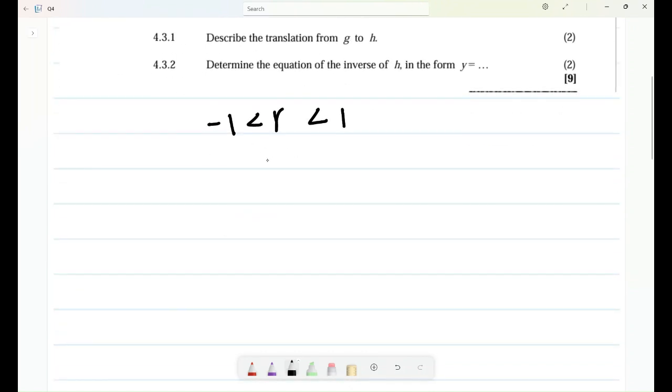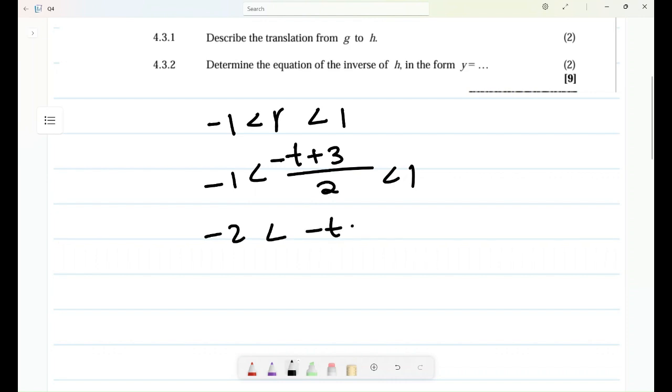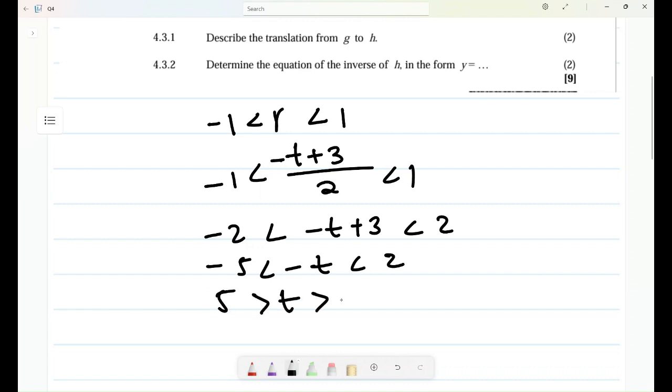When you solve there, it should be -1 less than (t plus 3) divided by 2 less than 1. Then when I multiply on both sides, it should be -2 less than t plus 3 less than 2. Then when I move the 3 to the other side, it is -5 less than t less than -1. Therefore, remember, when I divide by negative, the inequality flips, so it's 5 greater than t greater than 2.